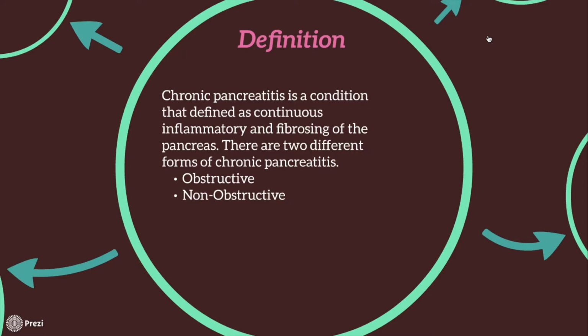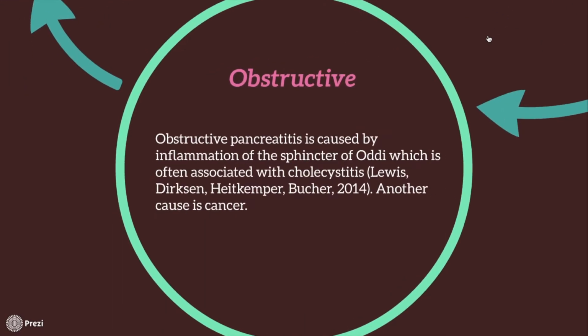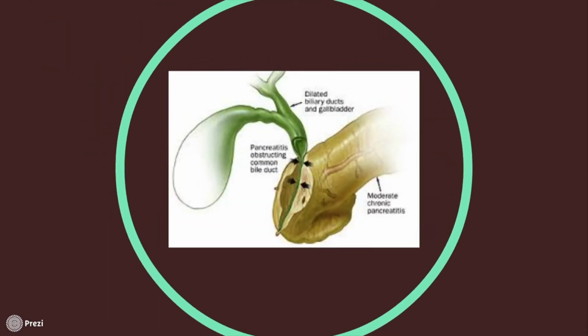There are two different forms of chronic pancreatitis: obstructive and non-obstructive chronic pancreatitis. Obstructive pancreatitis is often caused by inflammation of the sphincter of Oddi, which is often associated with cholecystitis. Cancer is another possible cause of obstructive pancreatitis. This is an image of the most common location of obstruction with chronic pancreatitis.